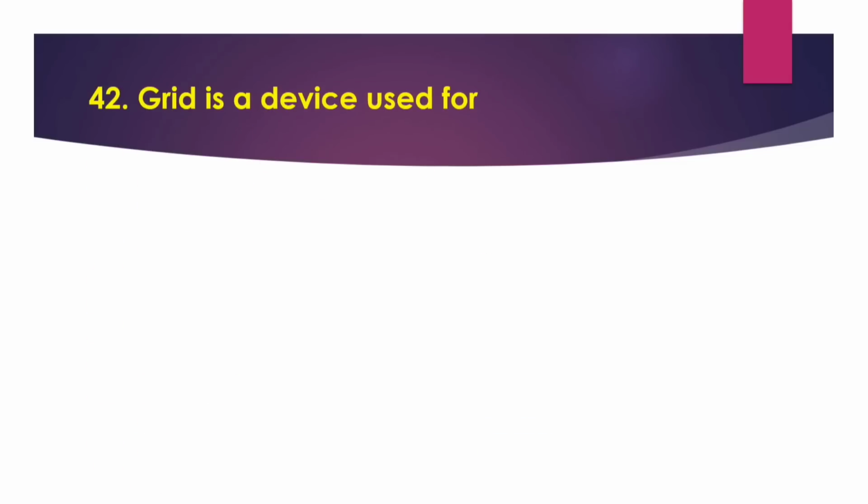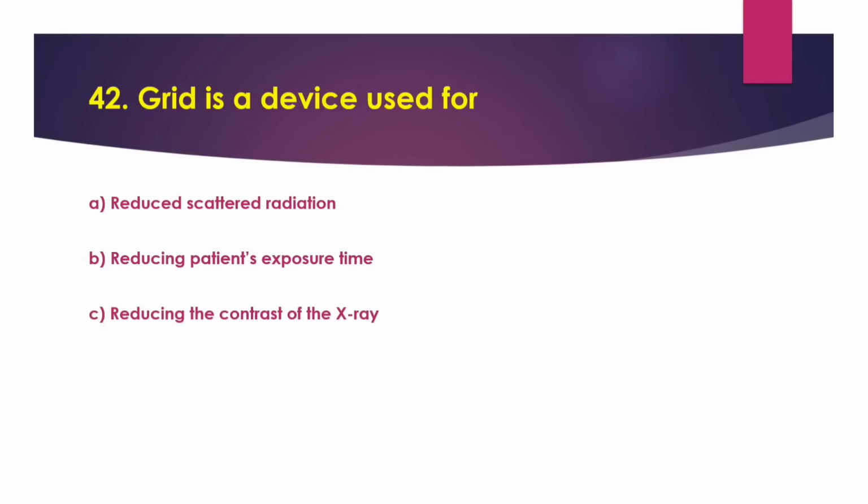Moving into the next question, question number 42. Grid is a device used for: option A, reduce scatter radiation; option B, reducing the patient's exposure time; option C, reducing the contrast of the X-ray; and option D, all of the above. The answer is option A, reduce scatter radiation. Grids are used to reduce the scatter radiation, and it is named after the scientist Gustav Bucky, so grid is otherwise known as Bucky. While using the grid, the patient dose will be high, but it reduces the scatter radiation.